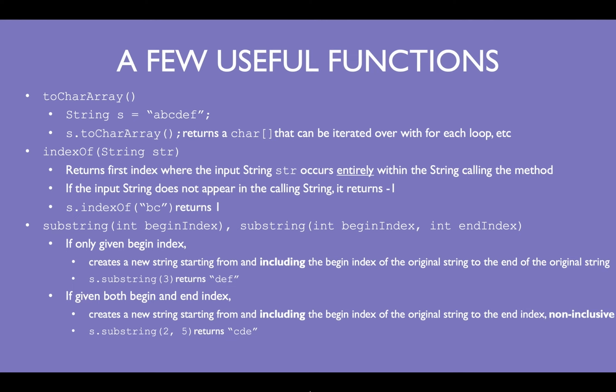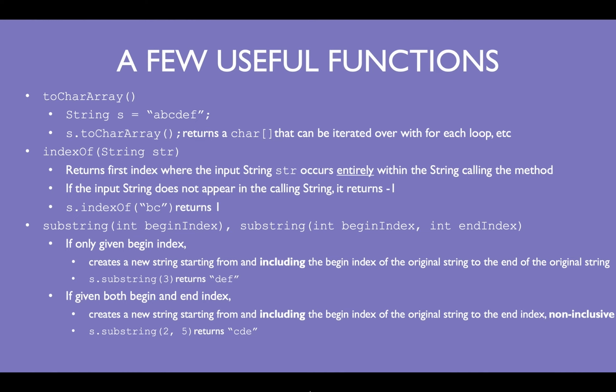So the third index is D, because we count 0, 1, 2, 3, which is A, B, C, D. We include D, and then we include everything after that. And this is the string DEF. The other way is if we give both begin and end index, we create a new string starting from and including the begin index, like we did for the other method, but we now go only up to the end index specified and not the end of the string.